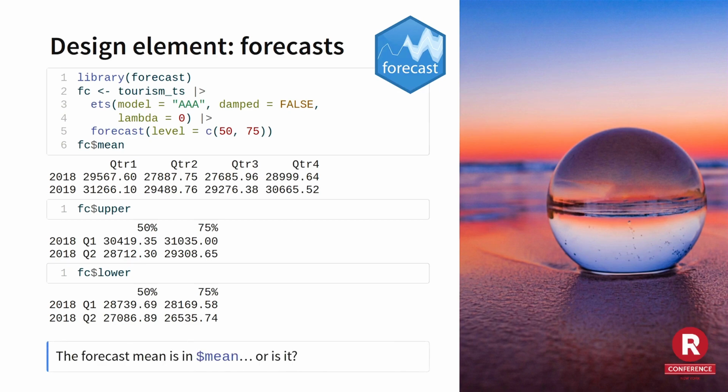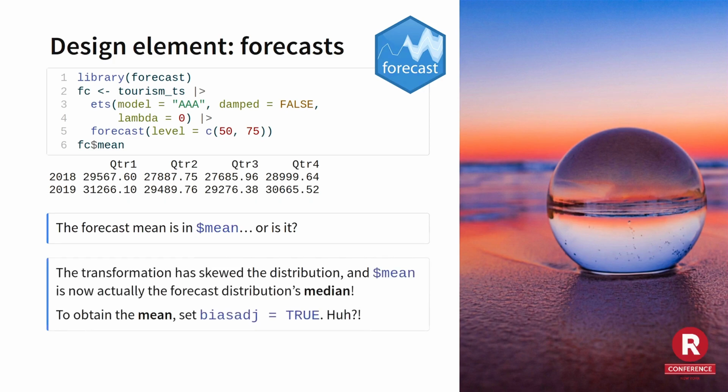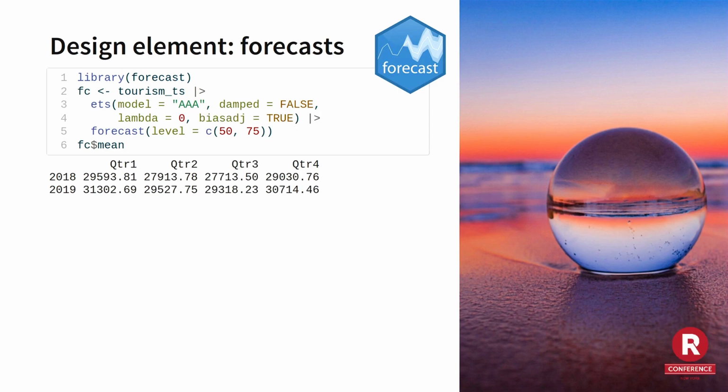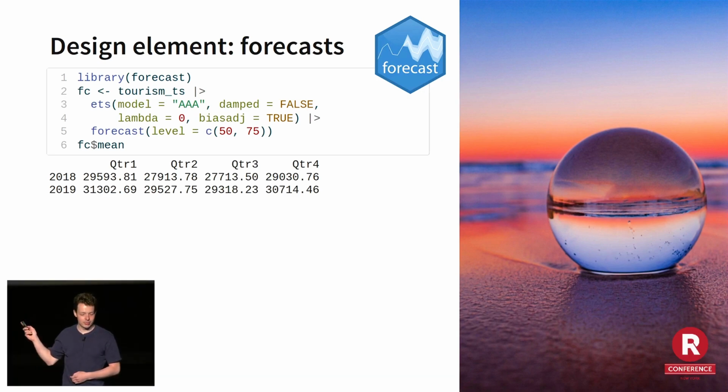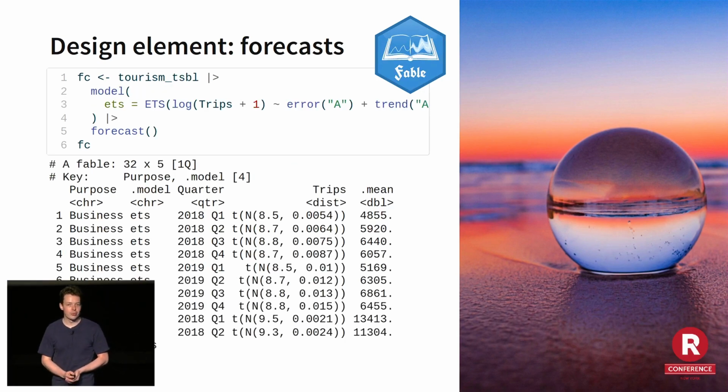However, this forecast mean contained in $mean, is that actually the mean of the distribution? Well, in this case, it's actually not. And this is where design can get really challenging, especially when you're building a package over a long period of time. Things change, we added transformations, and suddenly the mean that is contained in this object is actually the median, if you know your statistical theory. And to actually get the mean, you need to set bias adjust. And this bias.adj is not very descriptive for what you're doing. So if I add bias adjust, I get the actual means. Hopefully we can do better than this for Fable.